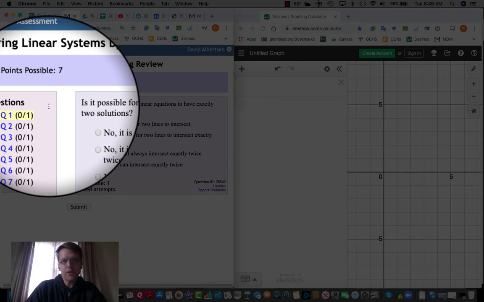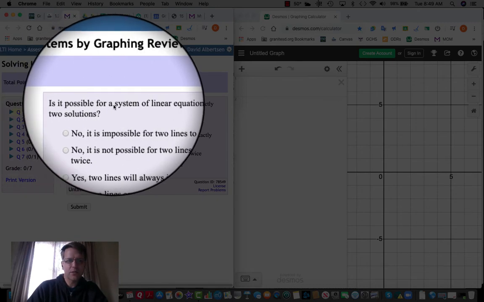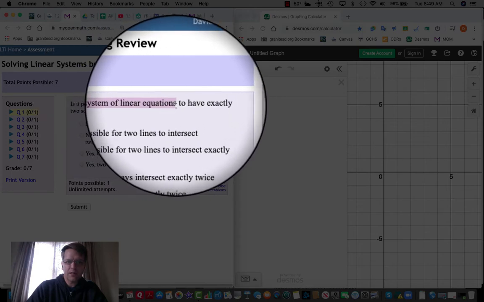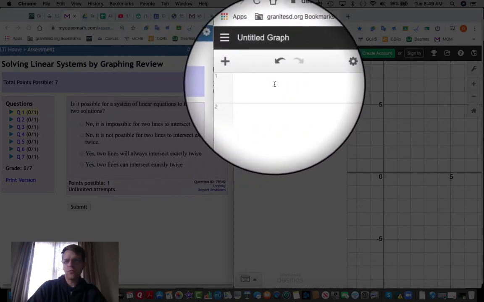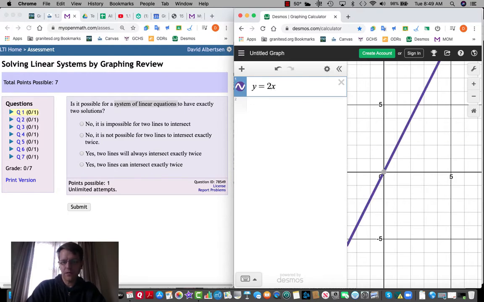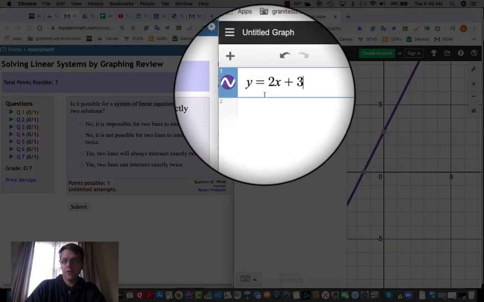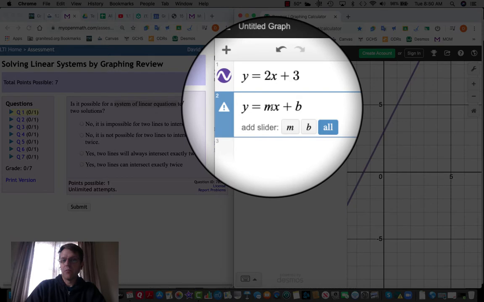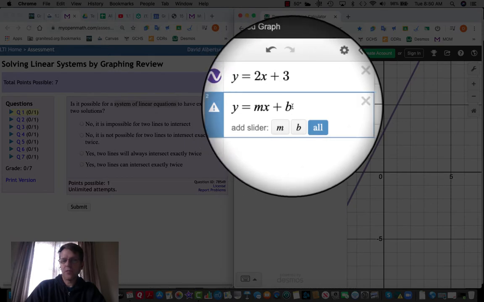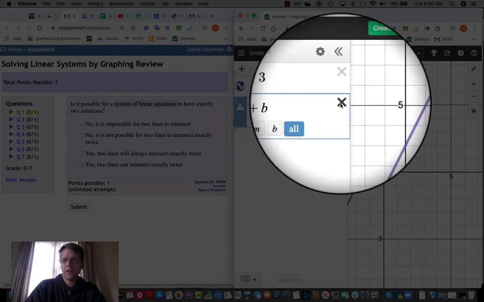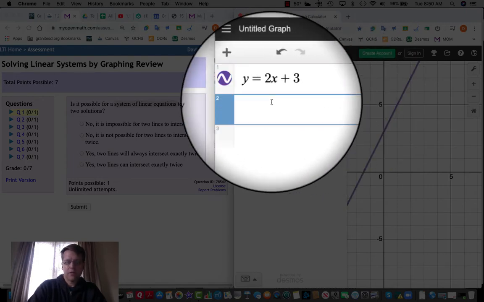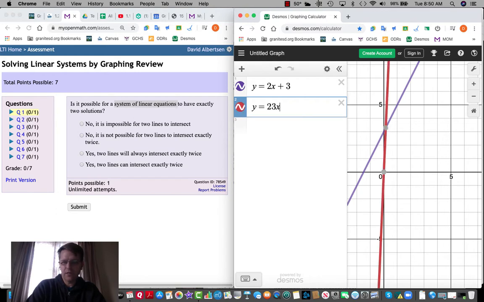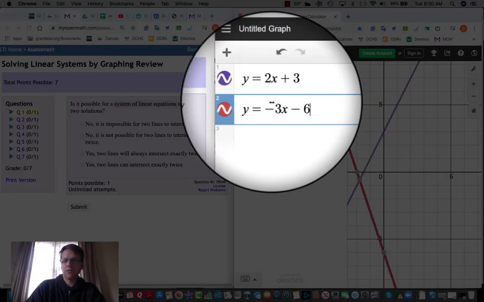It says, is it possible for a system of linear equations to have exactly two solutions? Let's think about what they're asking. A system of linear equations, that means two lines. Let's just make two lines. Y equals 2x plus 3. This is in the format y equals mx plus b, but I'm going to pick a number for m, that's the slope, and pick a number for b, that's the y-intercept. So here I just made up a line, y equals 2x plus 3. And how about y equals minus 3x, here I meant to do minus 3x, I don't know, minus 6. Just put some numbers there.